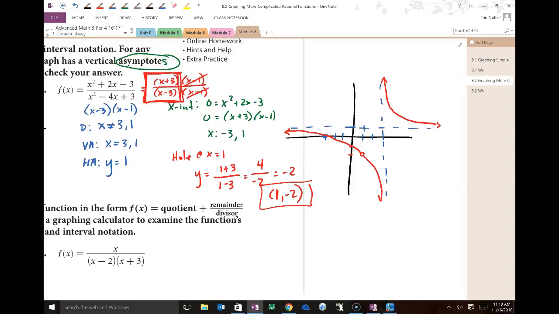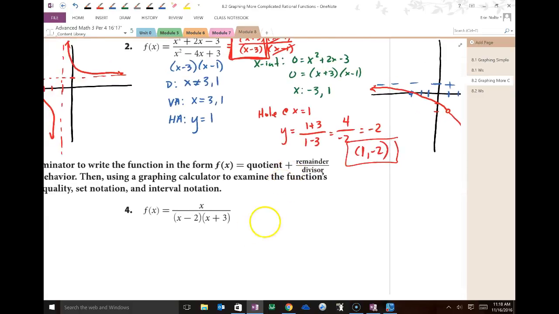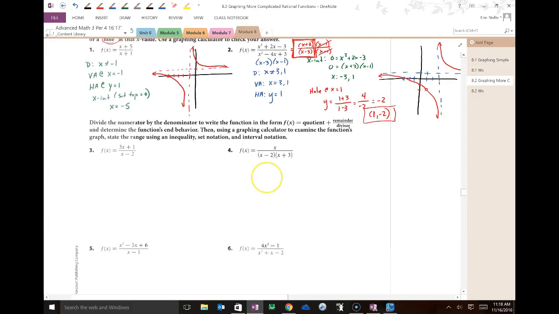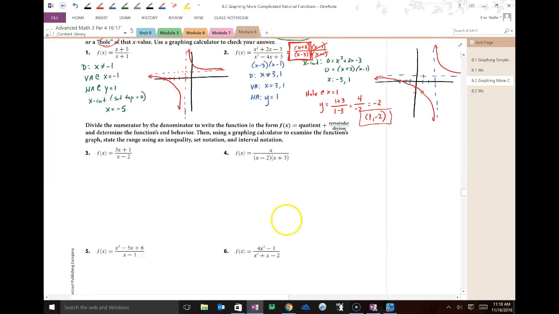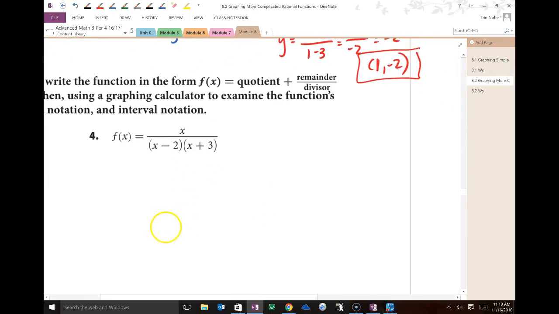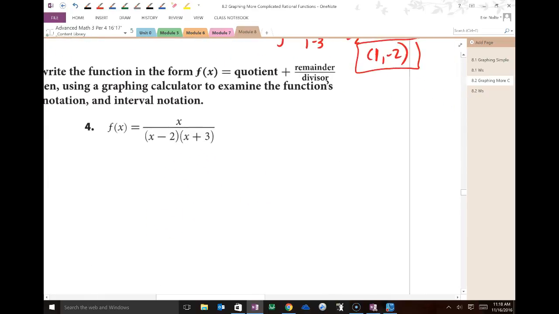Okay, so let's do a couple more. Let's get that confidence back up. I don't know if that's possible. I promise it is. Okay, we're going to do the same exact thing, but we're going to work with question number 4.